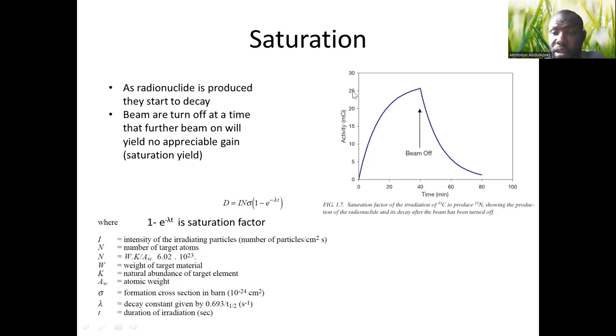If you look at the graph here, this is the saturation factor for irradiation of carbon-13 to produce nitrogen-13. The production of radionuclide is the key after the beam has been turned off. When the beam was on, the activity starts building up for nitrogen. It goes up, and up, and up. Around 20 millicurie is precisely where saturation is. At 25 millicurie, there's already saturation. There's no point in running the beam further because you can see this is becoming flat. It will be flat even if you run for 100 minutes, so it's just a waste of time.